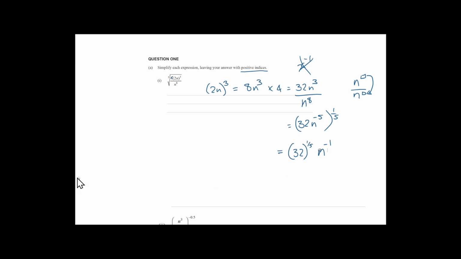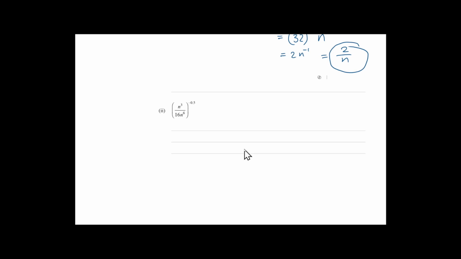Okay. 5th root of 32, I think it's 2, but I'm just going to make sure. So 32 to the power of 1/5, just to see how that works. Yeah, it is 2. So it's going to be 2n to the -1, but they want it with only positive indices. So our final answer would be 2/n. We'd be done. Okay.